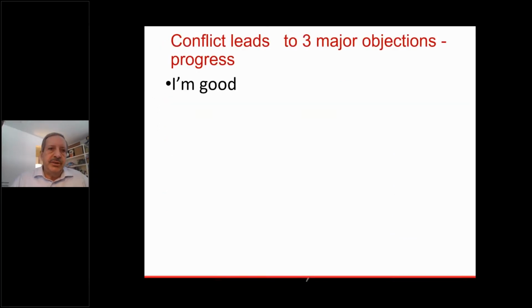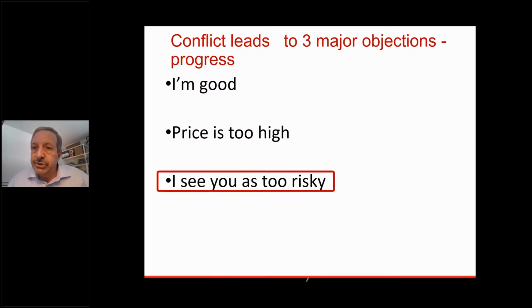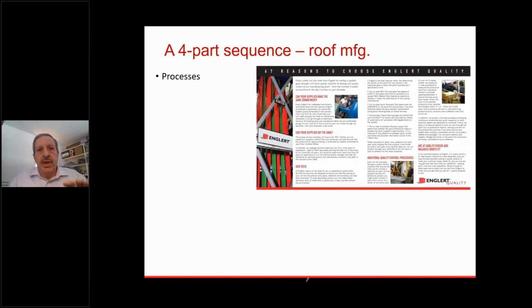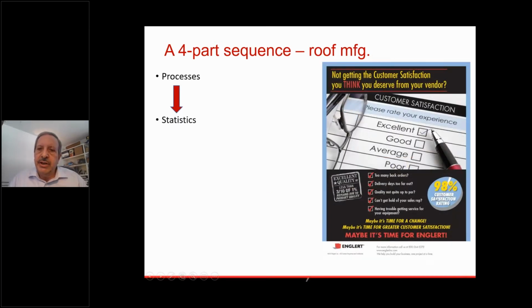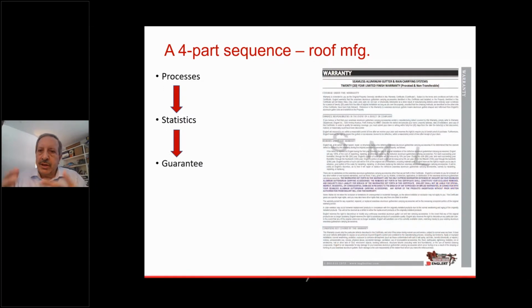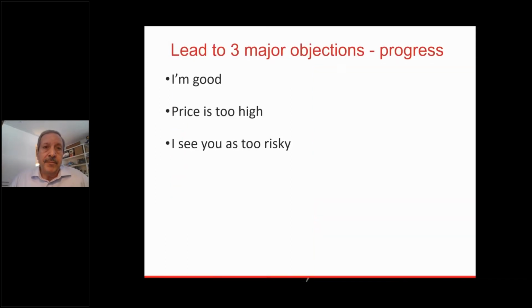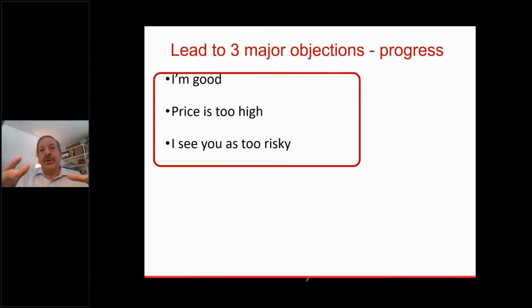So conflict leads to 3 major objections: I'm good, your price is too high, and I see you as too risky. Let's take a look at proving our case. Here's a 4-step proving process. We have strong processes. These are quality control processes, which lead to strong statistics, 98% customer satisfaction, which allows us to give a guarantee. If you don't give a guarantee, it could be a promise. And this is validated by strong, powerful customer testimonials. So here's something else to work on as a power of the wisdom in the room idea. So when you don't deal with conflict, these are 3 major objections that come up. Undoubtedly, there are others in your space.